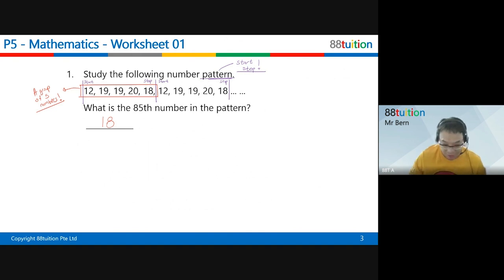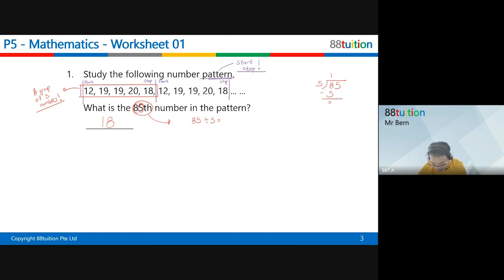Here comes the question: what is the 85th number in the pattern? Can you see? 85th. There's a 5 behind, so it can be divided into groups of 5. So 85 divided by 5. Do you still remember how to divide? Imagine you cannot use your calculator. 85 divided by 5. I hope so. 5 times 1 is 5.